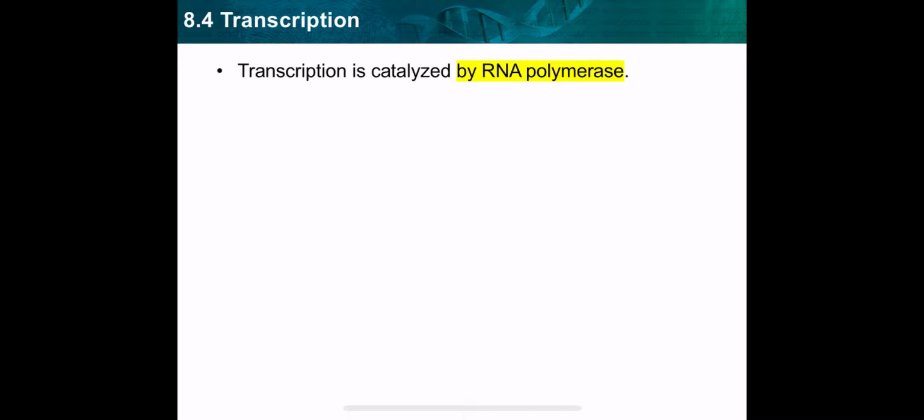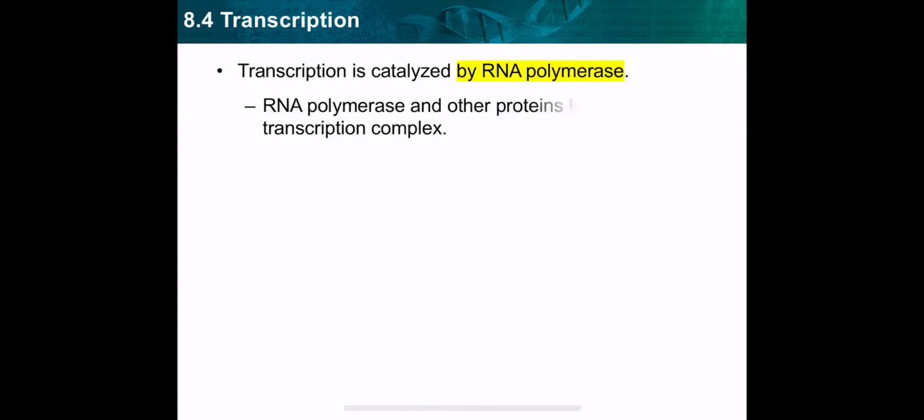What is the name of the enzyme in transcription? The name of the enzyme is RNA polymerase. If you remember the name of the enzyme in replication, it was DNA polymerase. But here in transcription, it is RNA polymerase.